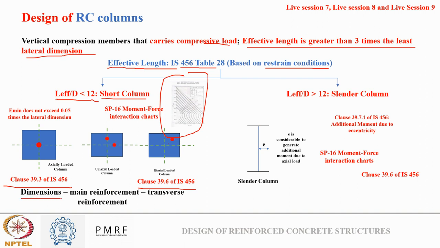For a short column, we first decide the dimension, then we provide the main reinforcement, and we talk about the transverse reinforcement. And if my L effective by D ratio is greater than 12, it is known as a slender column. My axial load can also generate some additional moment. We first saw how this additional moment is calculated due to eccentricity, and then how the SP16 moment-force interaction diagram can be used with clause 39.6 to design a slender column. All this discussion we did in live sessions 7, 8, and 9.